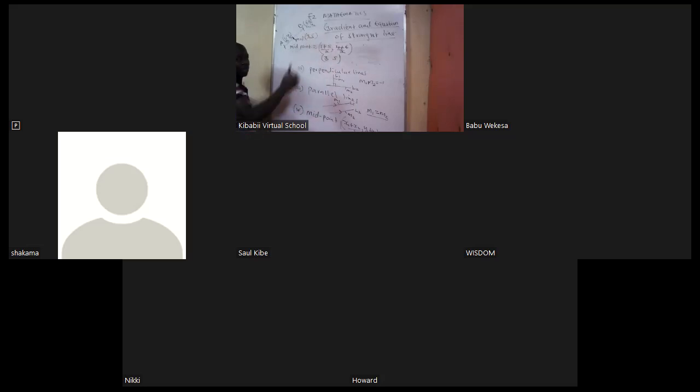So the midpoint of this line AB has the coordinates 3, 5. To get the midpoint of a line, you must identify the coordinates first, x1, y1. So you take the x values, 1 plus 5 divided by 2, because you want the mid of the x value. And then for the y values, again you divide by 2, because you also want the mid of the y value. Therefore the midpoint in coordinate form is 3, 5.